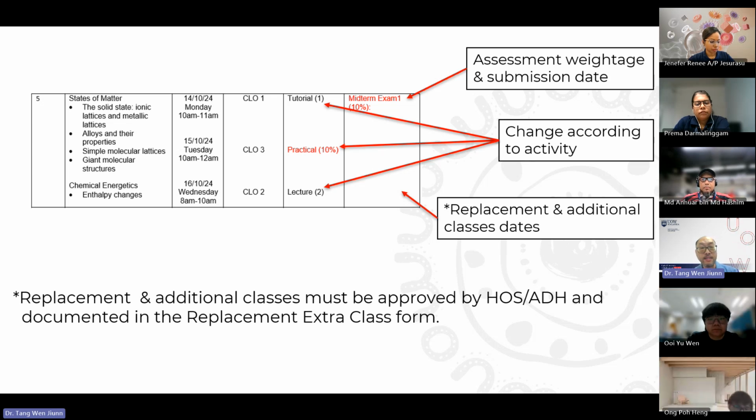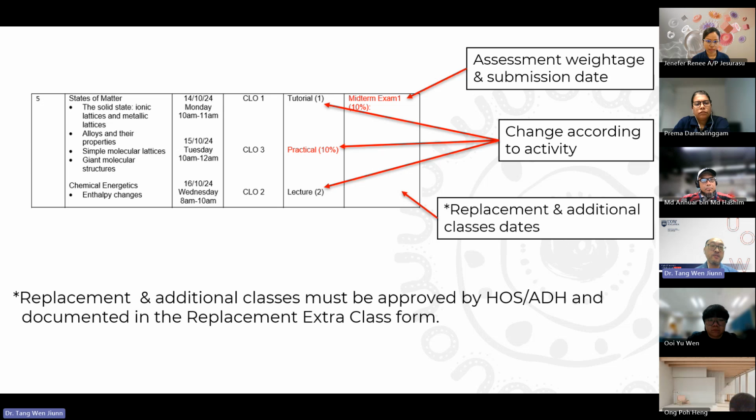And from the first day itself, we can start to discuss the replacement class already. Because from this document, we can tell them, for example, on this particular week, we have a public holiday. So this public holiday clashes with the class. So based on the timetable you have, can we discuss which dates, which time, or which day you are all free? That kind of discussion can start on the first day itself.